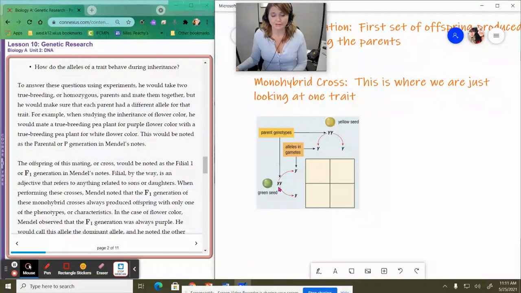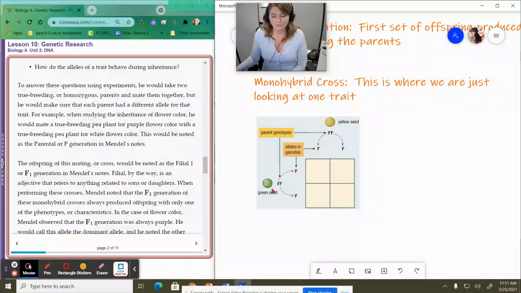Notice we don't use a G for this. Some people would want to use a G to represent green, but we're always going to use the letter for the dominant characteristic. You use uppercase, the capital letter, to represent the dominant one and the lowercase to represent the recessive one, okay?